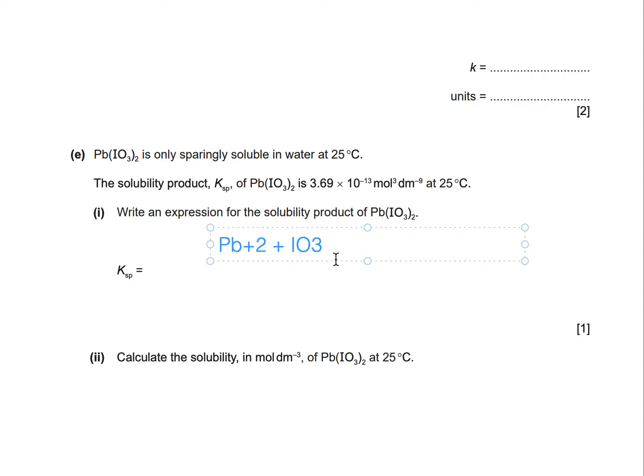Pb plus 2 plus IO3 minus 1, which gives us PbIO3 2. Now in the final formula, there is 1 mole of Pb and 2 moles of IO3, so we write 2 over here to balance the equation.